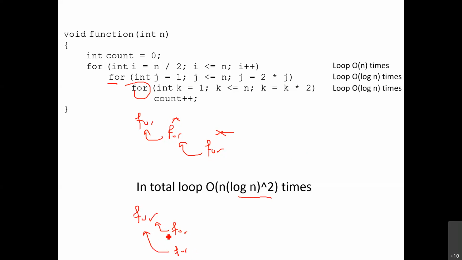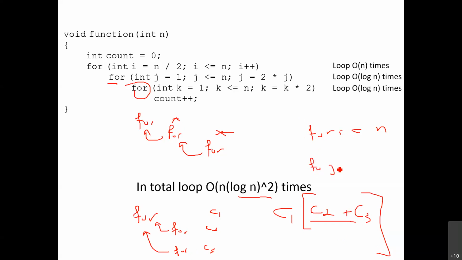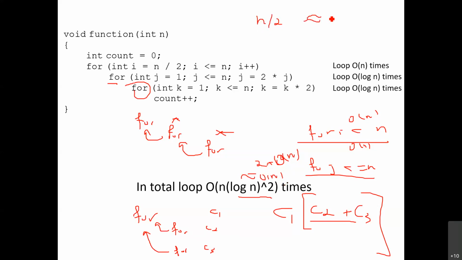In terms of hierarchy, the complexity would just be C1 times C2 plus C3. Since they're on the same level, you just add them. It's sort of like if you have for i till n, and then for j till n, but they're not nested. This happens, it's O of n. Then this happens, it's O of n. So the whole thing is just 2 times O of n, which is roughly O of n. Because if n over 2 is roughly n, then so is 2 times n.